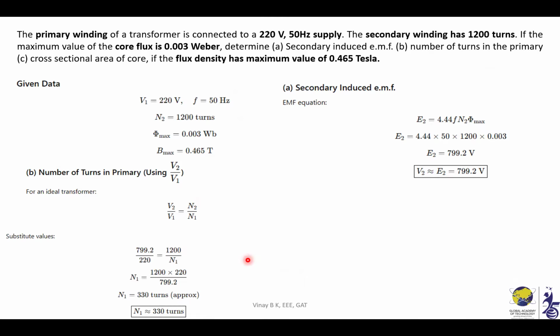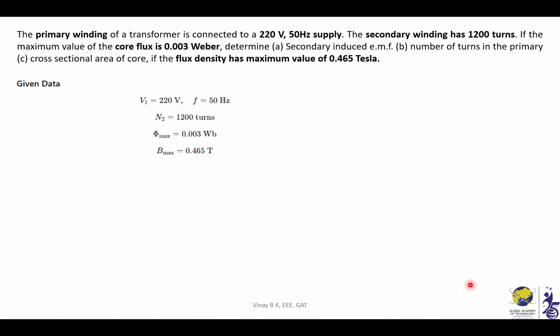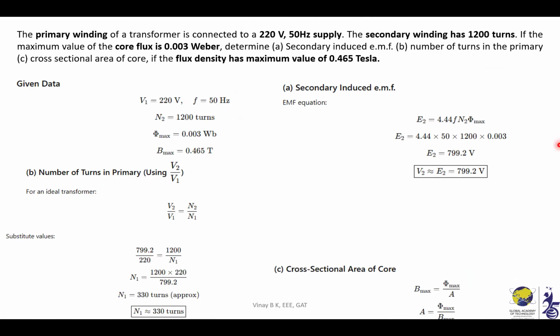And you know the value of flux density, and you know the value of maximum flux, so you can use maximum flux density is given by phi divided by A. Here I can get A as phi m divided by Bm. Phi m you know, Bm you know, you'll get the value of area in terms of meter square, that is 0.00645 meter square. Or else you can write 6.45 into 10 to the power minus 3 meter square. So you can see first given secondary induced EMF, then with the help of the turns ratio you can get the value of N1.